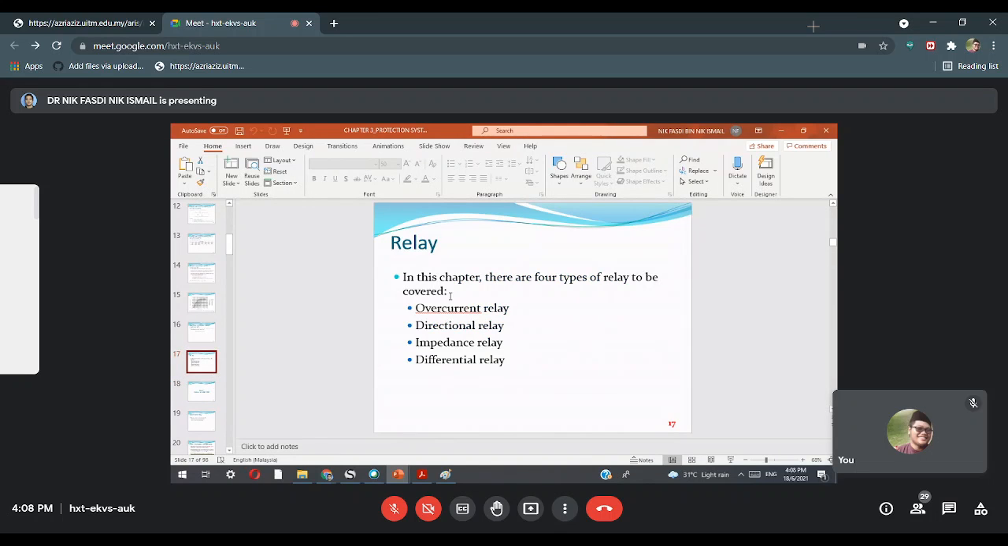Of course, each relay has a different characteristic. Tak sama lain. Okay, ini based on overcurrent. Current tinggi pada pickup dia akan turn on.